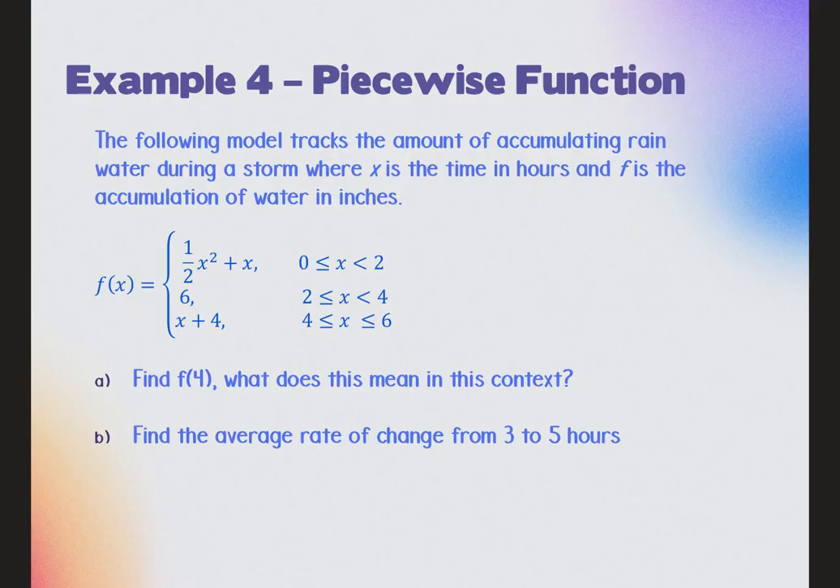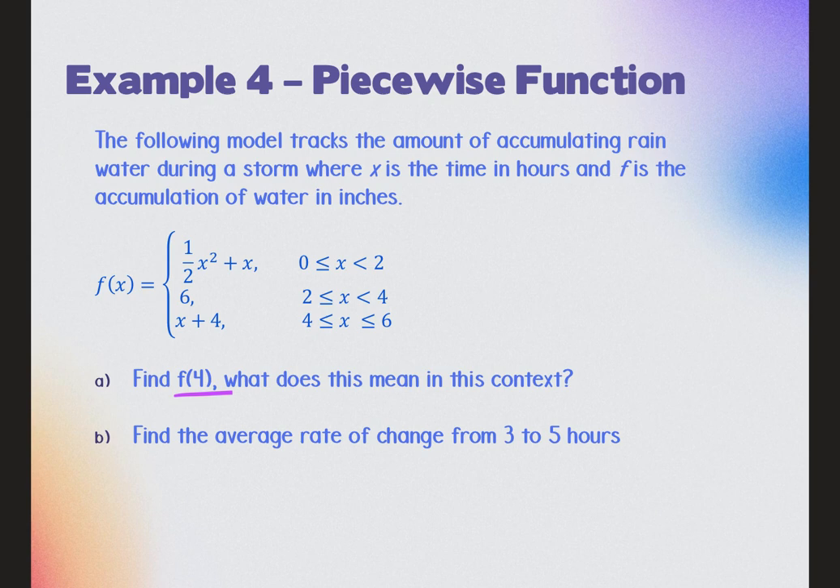All right. Last part goes back to piecewise. So it says the following model tracks the amount of accumulated rain water during a storm, where X is the time in hours and F is the accumulation of water in inches. Find F of 4, what does it mean in this context, and find the average rate of change from 3 to 5 hours. So now we're doing it without a graph, right? If I want to find F of 4, what do I do?